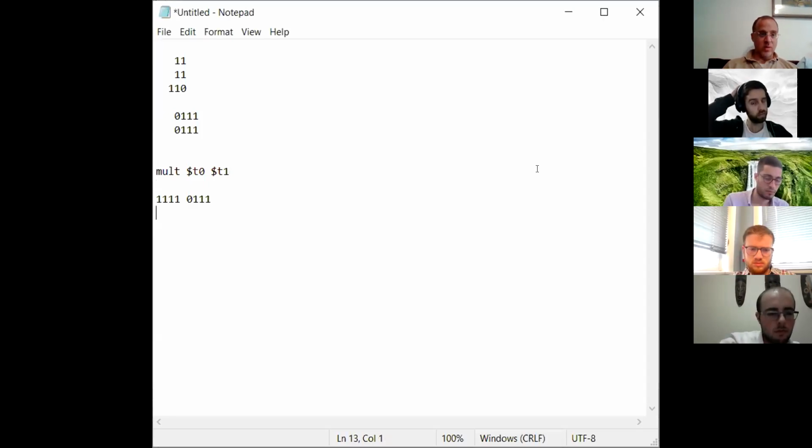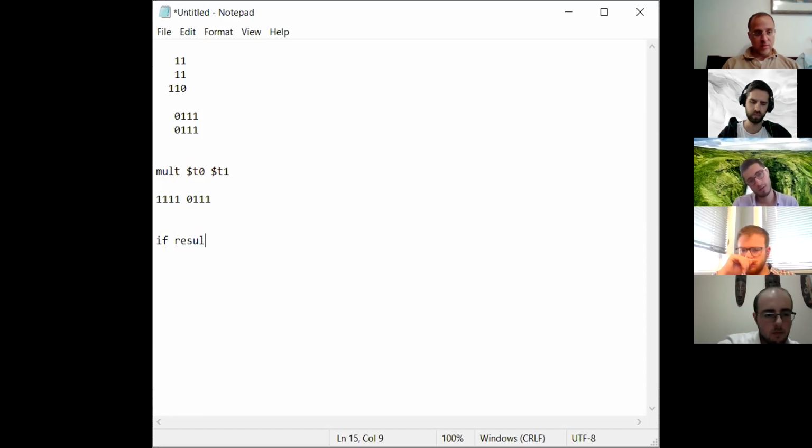Now, how do we solve this problem? So we simply write like this. I'm going to write in pseudocode. If the result is negative, how do I say is negative in mathematical terms? Less than 0. Yeah, less than 0. If the result is less than 0, it's negative. So let's write in comments: result is negative.